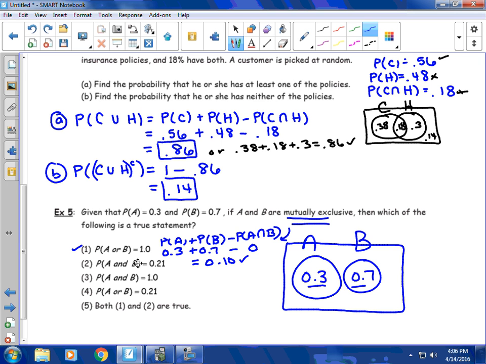Probability of A and B happening equals 0.21. No, definitely not. We just said that they're mutually exclusive. That's supposed to equal 0. So that's wrong. So 3's wrong for the same reason. A and B happening are mutually exclusive. Definitely not going to happen. Probability of A or B equaling 0.21. We calculated it's 1.0. So that's wrong. Both 1 and 2 can't be true either. So it's definitely choice 1.